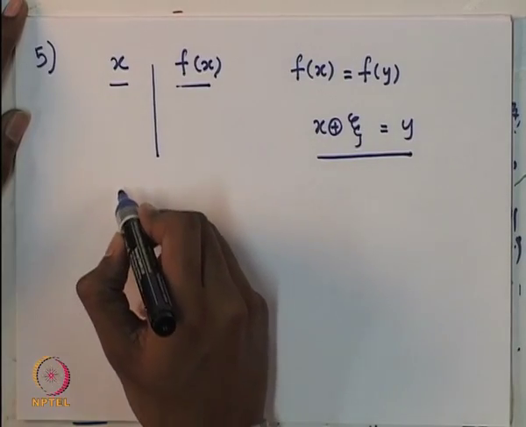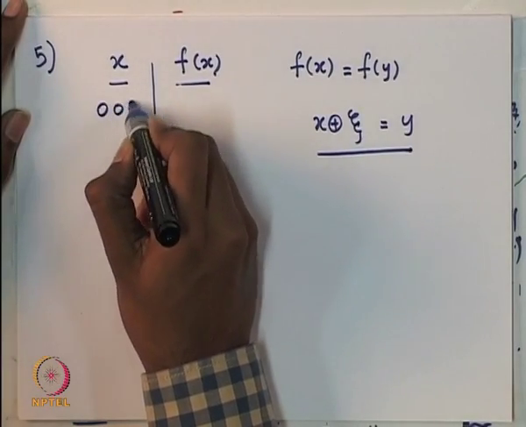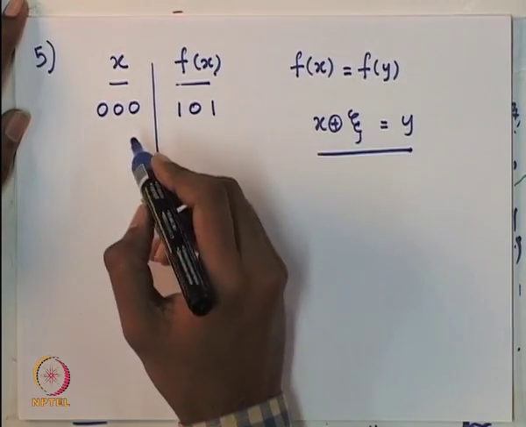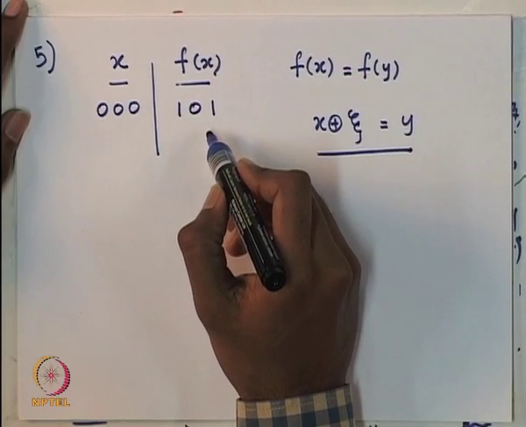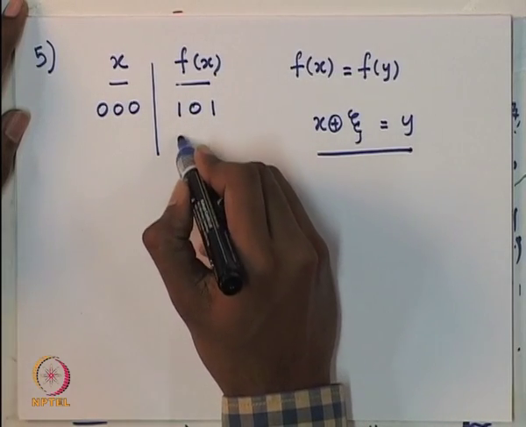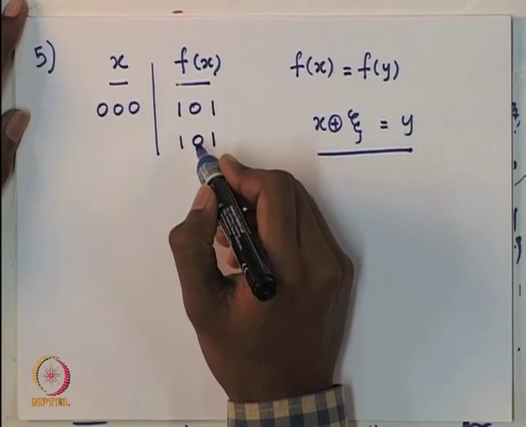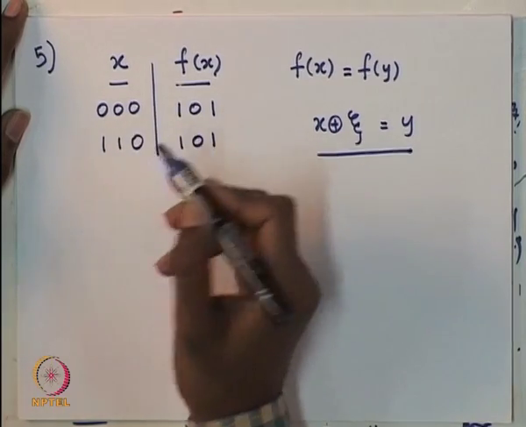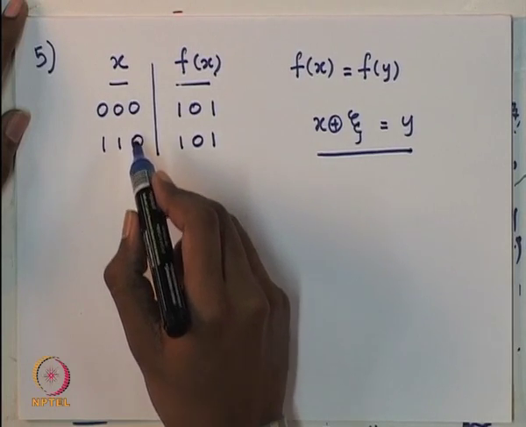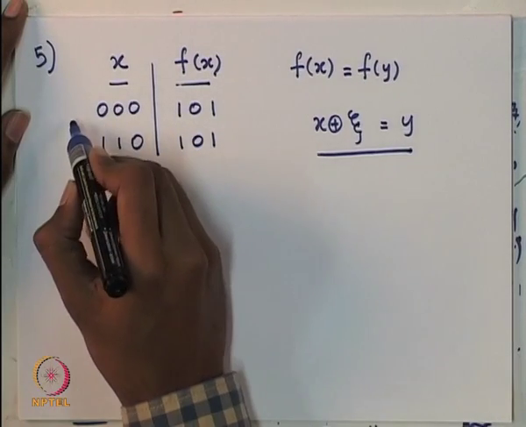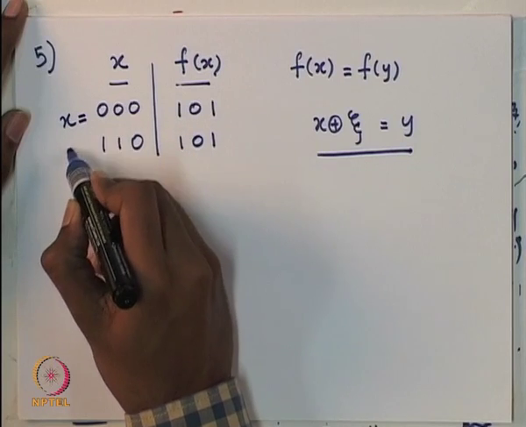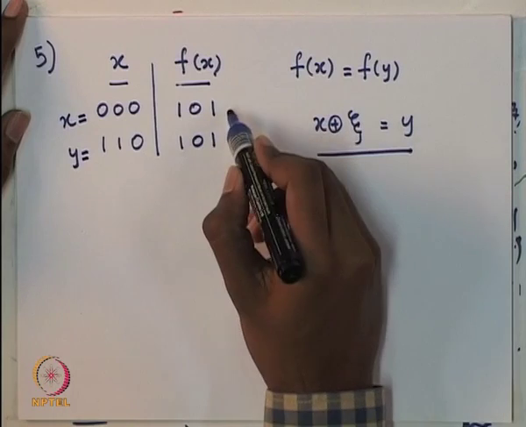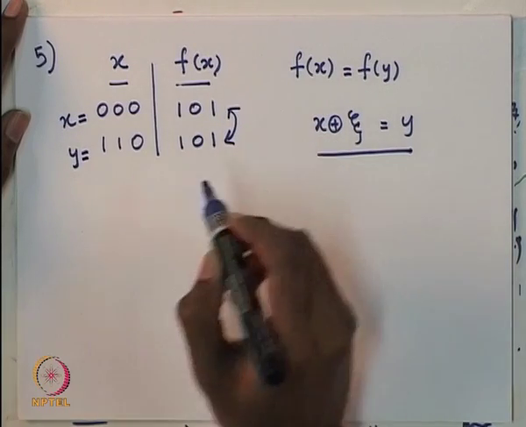Consider input 0 0 0, the output is 1 0 1. Consider another x where the output is 1 0 1. By looking at the table, we observe that 1 0 1 is also the output for state 1 1 0. So now we have found x and y. Say this is x and this is y. We found an x and y such that f of x equal to f of y.